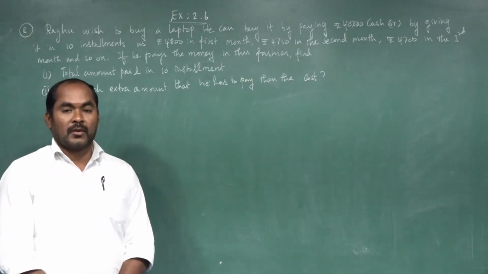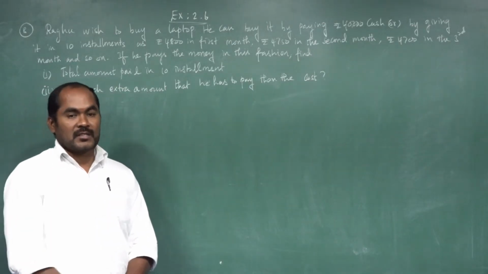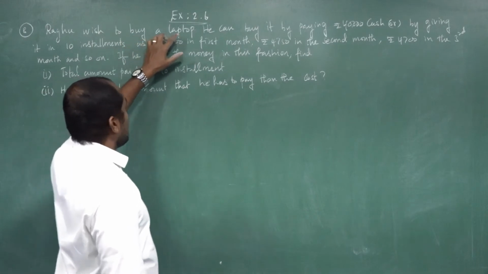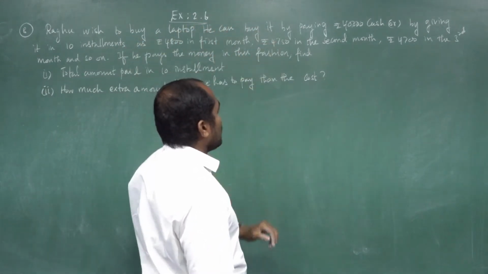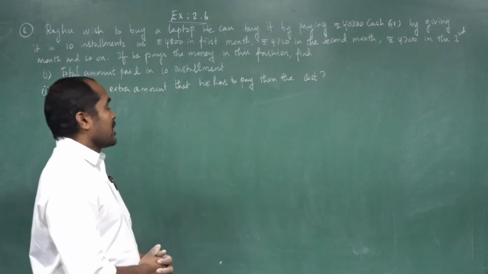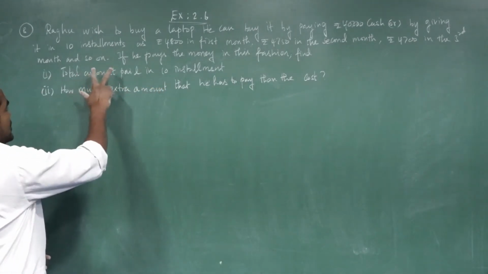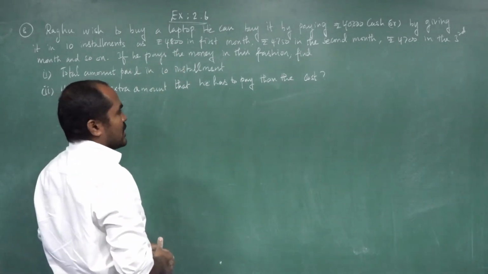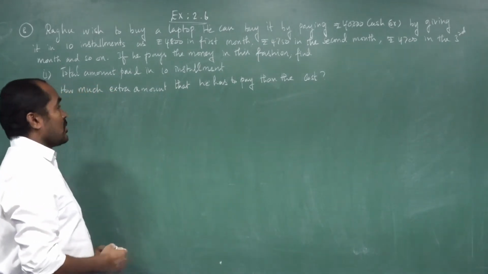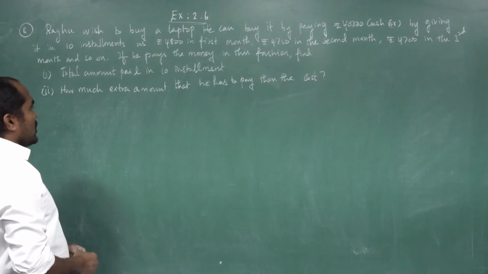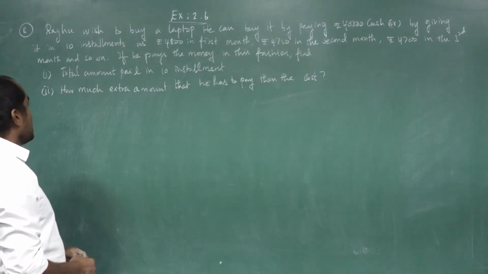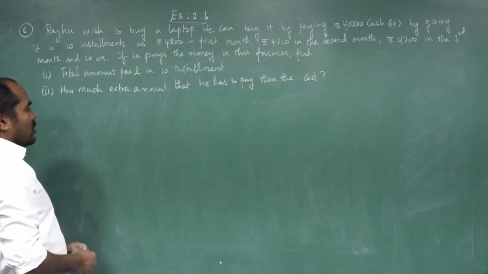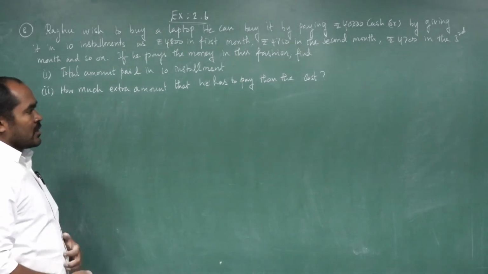Hi students, now I am going to teach exercise 2.6, 8th question. Raghu wished to buy a laptop. He can buy it by paying 40,000 cash or by giving in 10 installments as 4,800 in first month, 4,750 in second, 4,700 in third month and so on. If he pays the money in this fashion, find the total amount paid in 10 installments. How much extra amount does he have to pay over the cost?